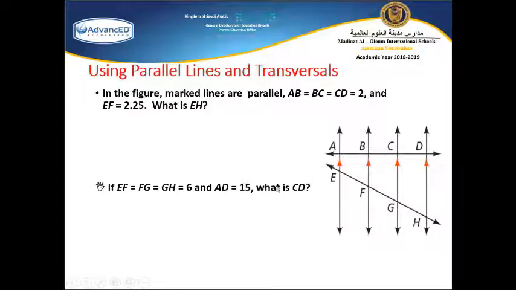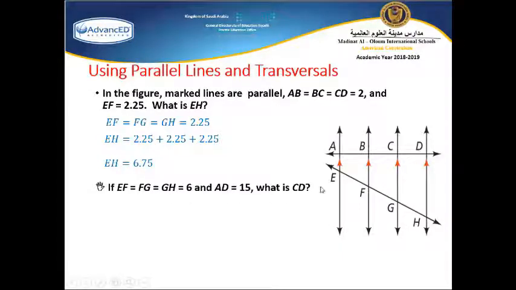Since we have in the given that EF equals 2.5 and all these segments are congruent, we can find the length of EH by adding them. 2.5 plus 2.5 plus 2.5, we will get that the length of EH equals 6.75.